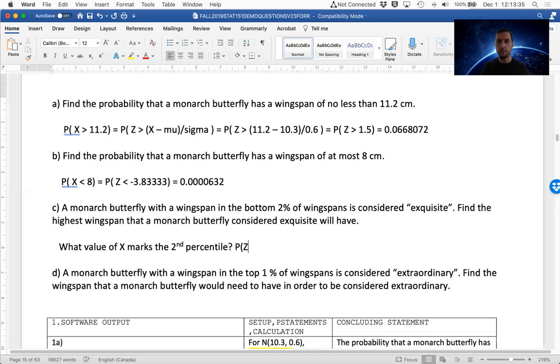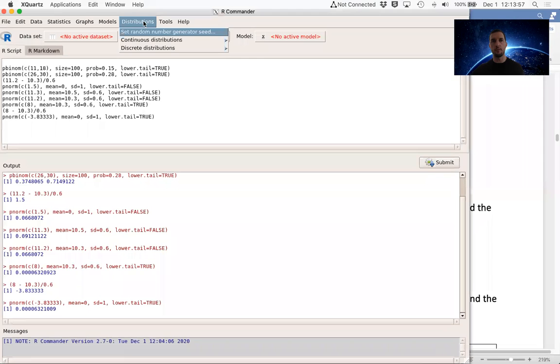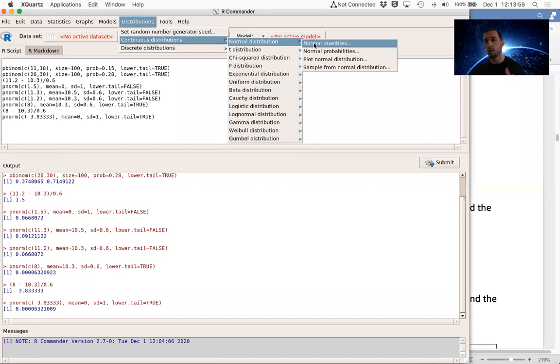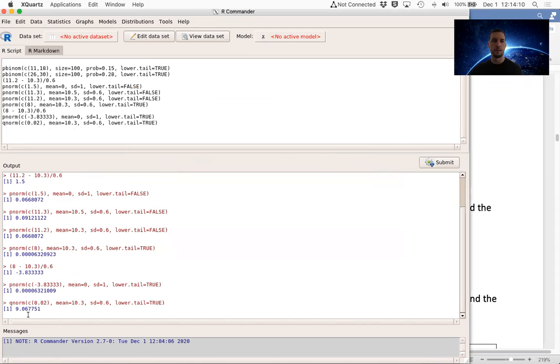So we need to know first what value of Z, so what value Z naught is equal to 0.02. Then we convert X equals Z times sigma plus mu. Now in our CMDR, we can actually get around this very easily. What we can do here is distributions, continuous, normal, and now we want a quantile. It's a lower tail quantile, so we type in 0.02, 10.3 for the mean, 0.6 for the standard deviation, and that gives us 9.067751.